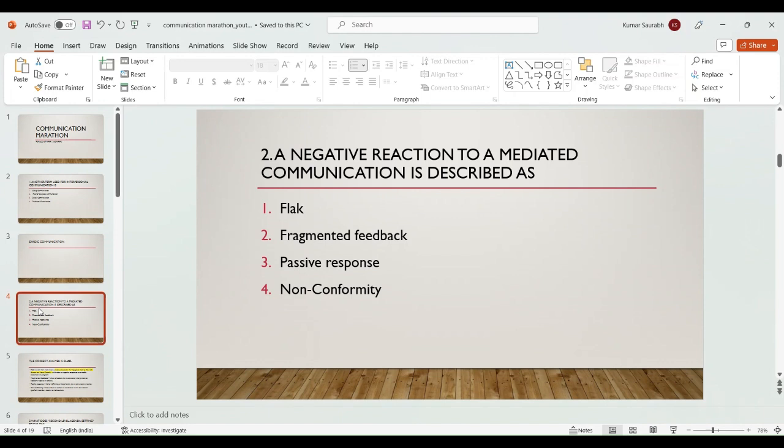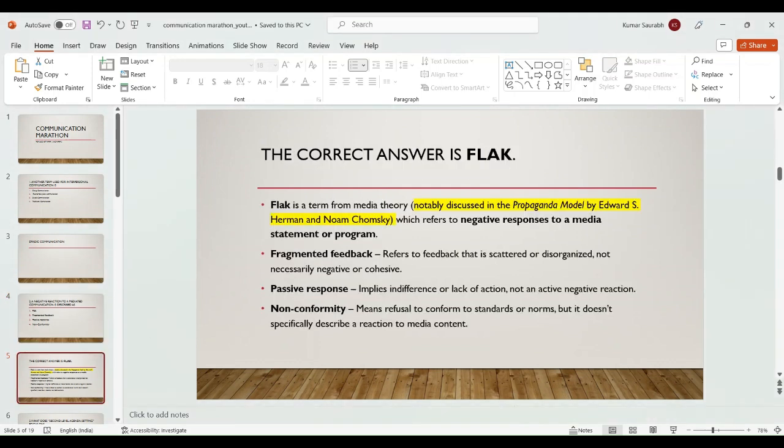The next question is, a negative reaction to a mediated communication is described as flag, fragmented feedback, passive response, or non-conformity. So the right answer over here is flag. Whenever you come across a word which says about criticism, you should always remember the word flag. Flag is notably discussed in the propaganda model by Edward S. Herman and Noam Chomsky. These are the names who originated this word, and it refers to a negative response to a media statement or a program.